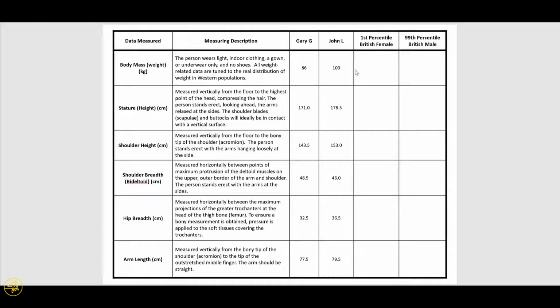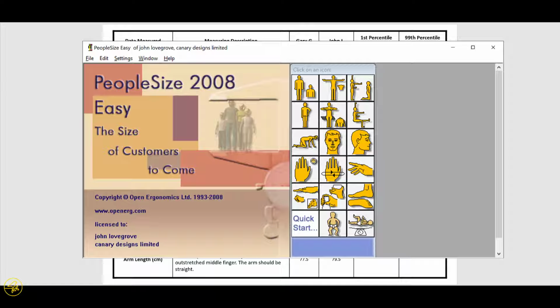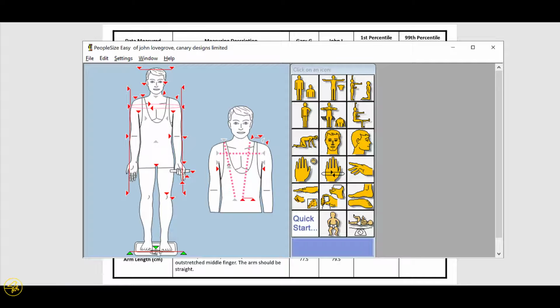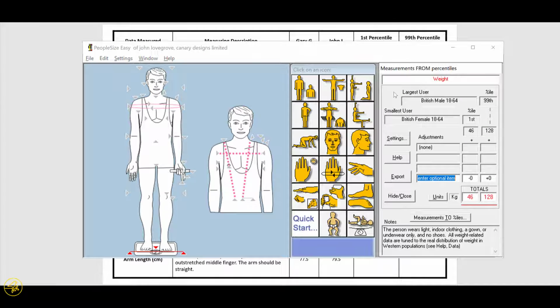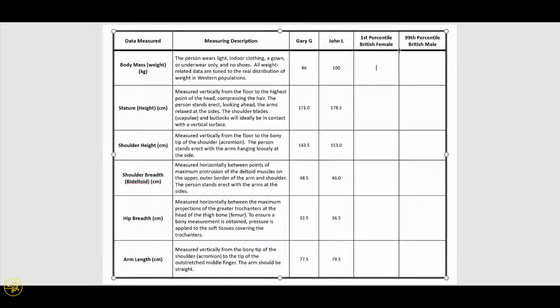So you can see we've got the description of how the measurements are taken. And then we're going to add in the first and 99th percentile. This is done by getting into the PeopleSize database and identifying the key dimensions. The reason we use PeopleSize is because the anthropometric dimensions in PeopleSize align with how the digital mannequins are made in Jack. So we've got a straight read across.